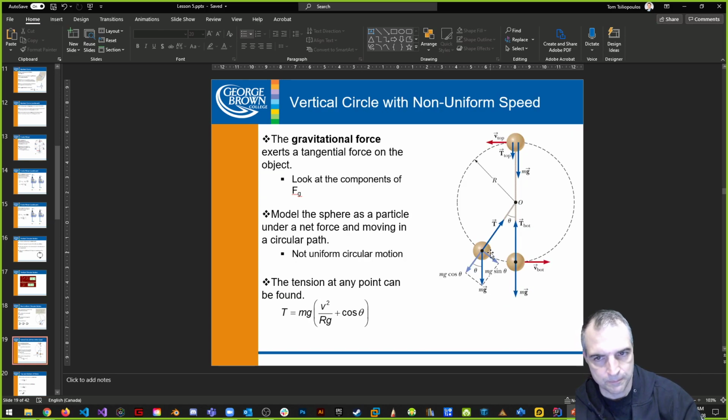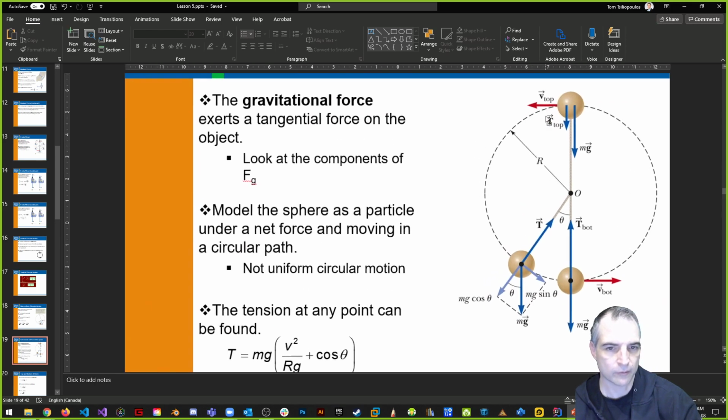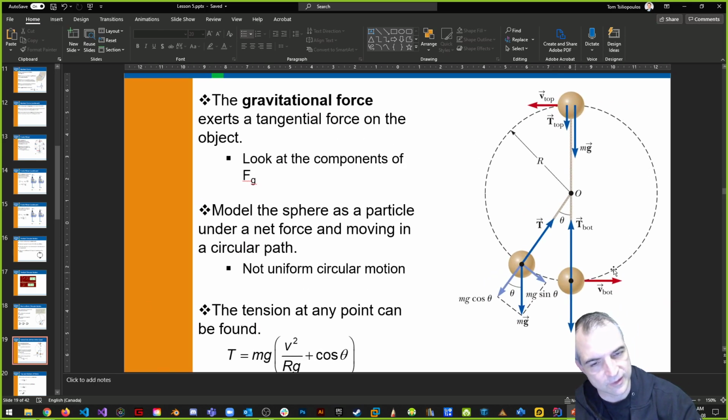All right. So this, again, vertical circle with non-uniform speed. We can talk about how this works. You can see here when we talk about at the top of the circle, right, which is very similar to what we did with the Ferris wheel example. We have the mass times gravity pulling down, the same mass times gravity here. We have at the top, as an example, we have the tension at the top pulling towards the middle of the circular motion, right?